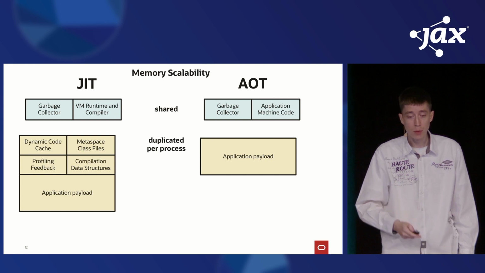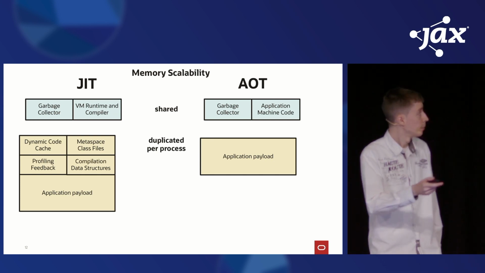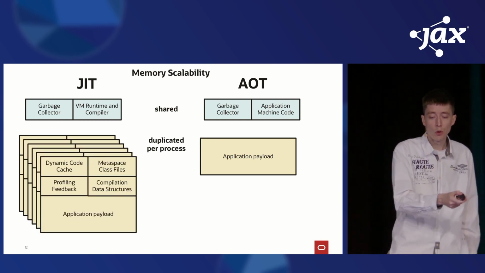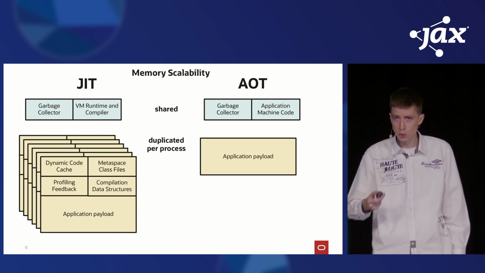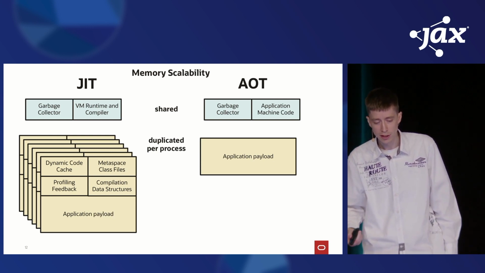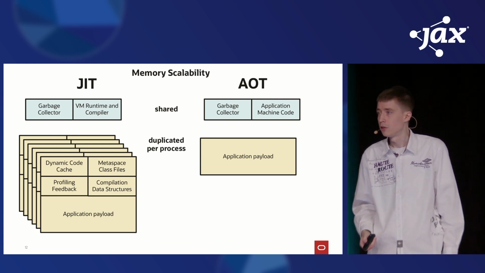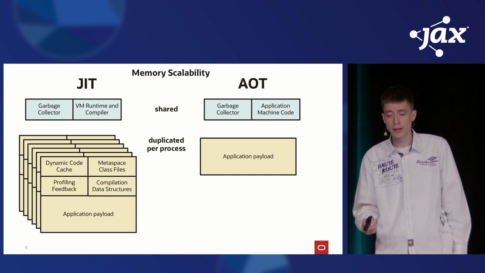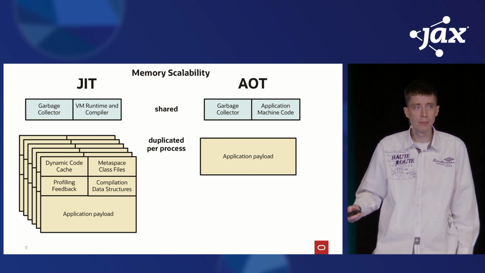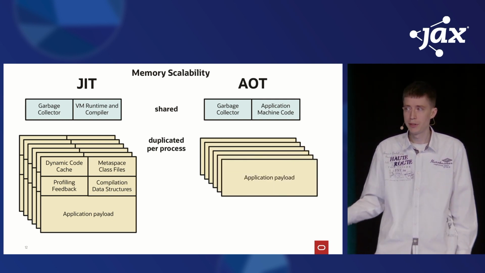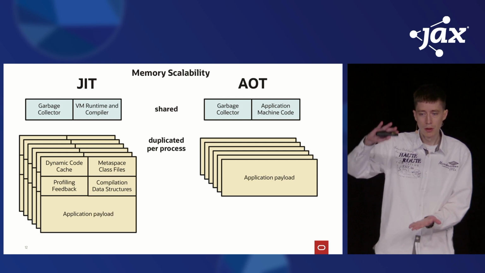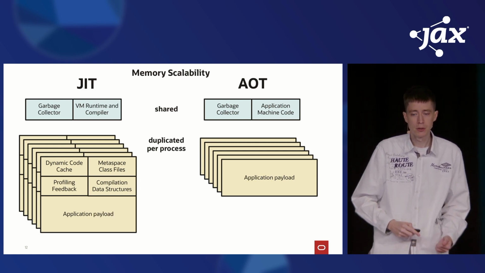Now on the left side in JIT mode, all of the part on the bottom is duplicated. So you will have now per process, despite the fact that it's running the same program, a new dynamic code cache. You will have new metaspace class files. You will have new profiling feedback, and you have new compilation processes that are running. Whereas on the ahead of time compiled part, if you run multiple of these images on the same machine, only the application payload is what you pay. So specifically for scaling up on a certain machine, this has big advantages.